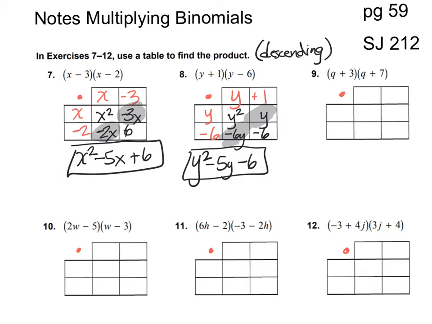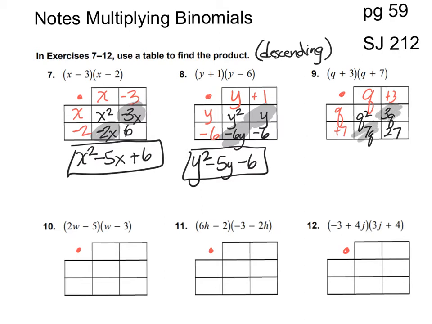The next example. q plus 3 in the top, q plus 7 in the bottom, and then I'm going to multiply. q times q is q squared, 3 times q is 3q, q times 7 is 7q, and 3 times 7 is 21.